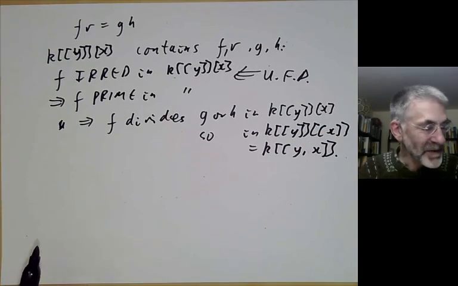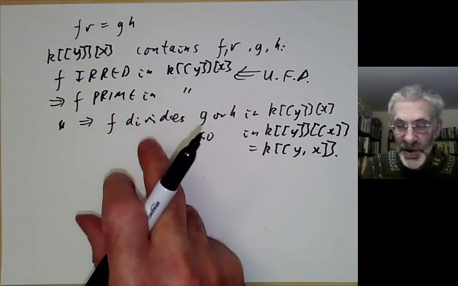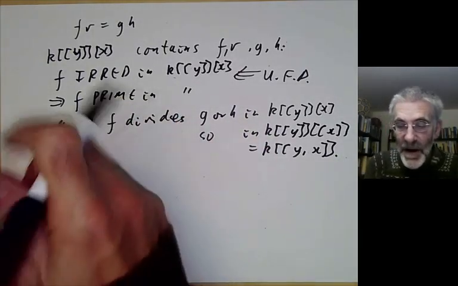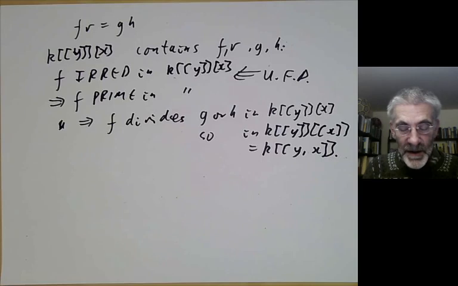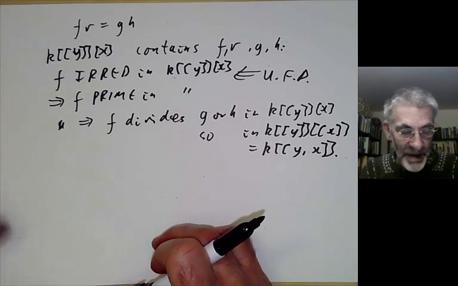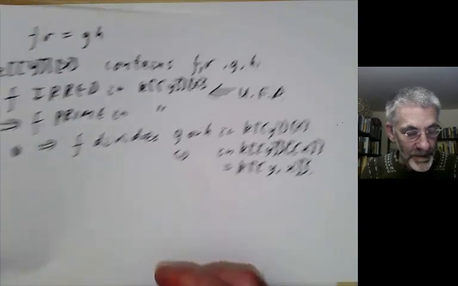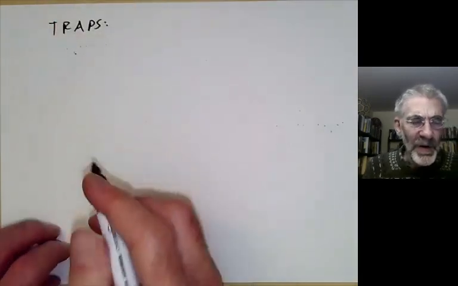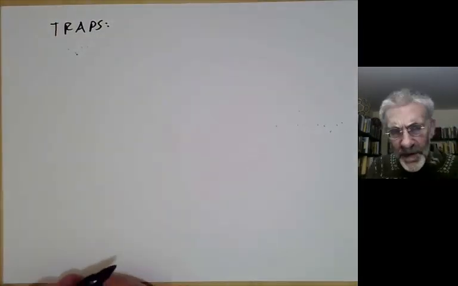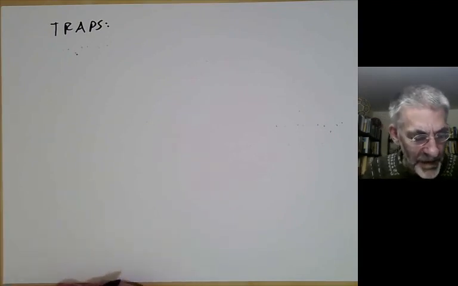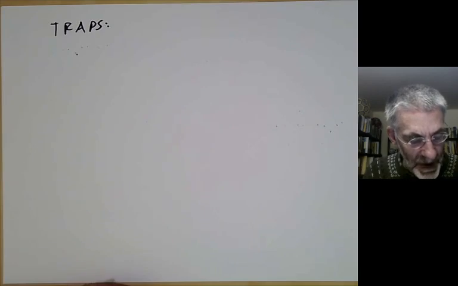So this proves the key step of unique factorization, that irreducibles are prime, and therefore the formal power series ring in any number of variables is a unique factorization domain. So I'll just finish by giving some traps you can fall into. You have to be a little bit careful about the difference between being divisible in a polynomial ring and in a formal power series ring.